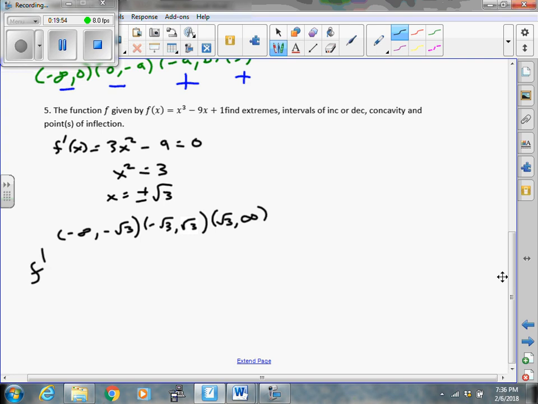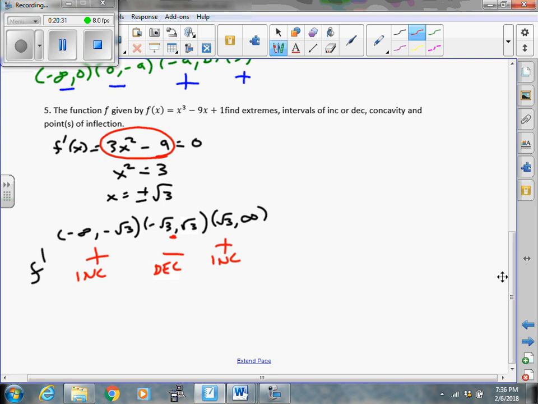All right, let's check the value of my derivative. Pick a number like negative 100. Negative 100 squared is a big old number times 3, subtract 9 is clearly positive. In this area here, I'm going to pick 0. 0 subtract 9 is a negative number. And then pick a real large number like 100, that's a big number, subtract 9 is positive. That tells me I have an interval of increase, interval of decrease, and another interval of increase. So I've answered one of the questions.